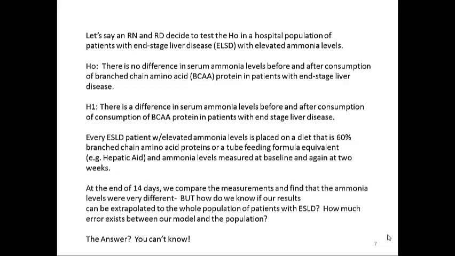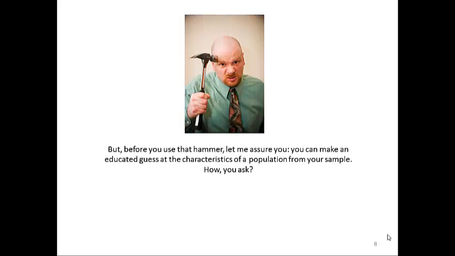At the end of 14 days, we compare the measurements and find that the ammonia levels were quite different between baseline and 2 weeks. But how do we know if our results can be extrapolated or inferred to the whole population of patients with end-stage liver disease? How much error exists between our model and the population? The answer is you can't know. But before you use that hammer, let me assure you that you can make an educated guess at the characteristics of a population from your sample.